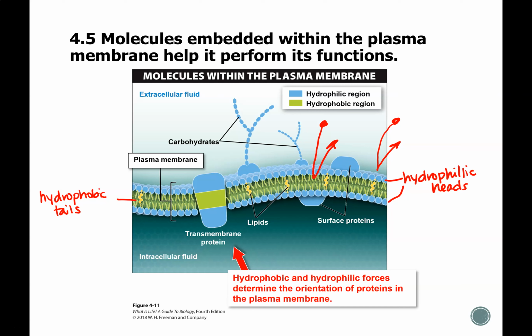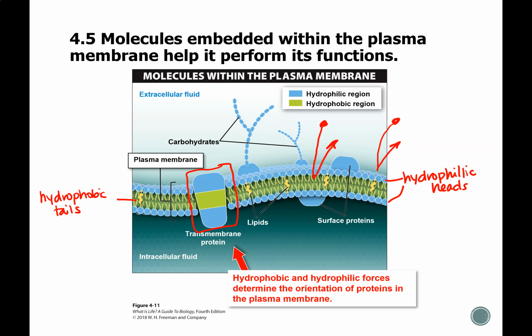Remember that one of the main functions of the plasma membrane is to control what goes in and out of the cell. But things do need to move in and out of the cell. Oxygen needs to move in, carbon dioxide needs to move out. Sugar molecules need to move in. Hormones or other products need to move out. Water needs to move in and out. All of these molecules need to move in and out of the cell. So we do that by the presence of transmembrane proteins.